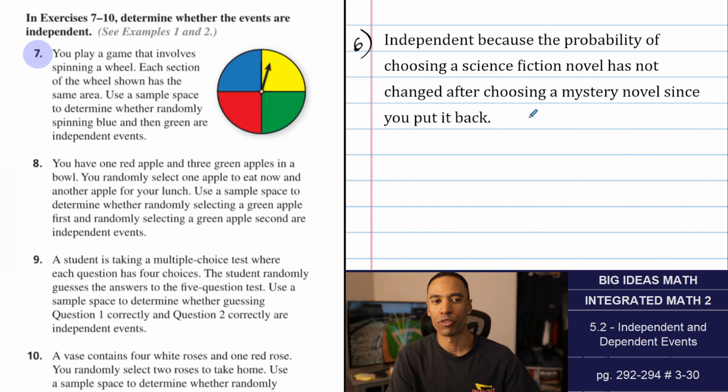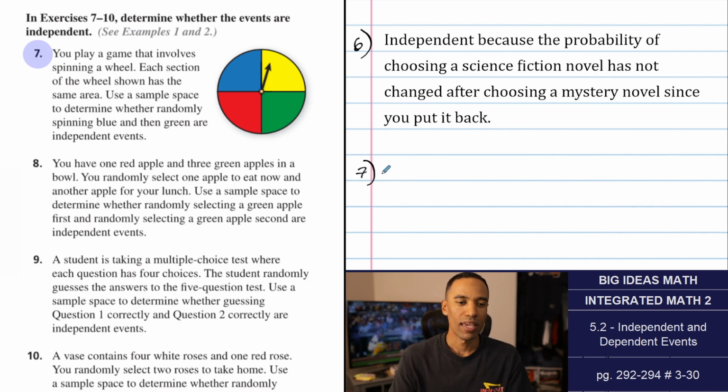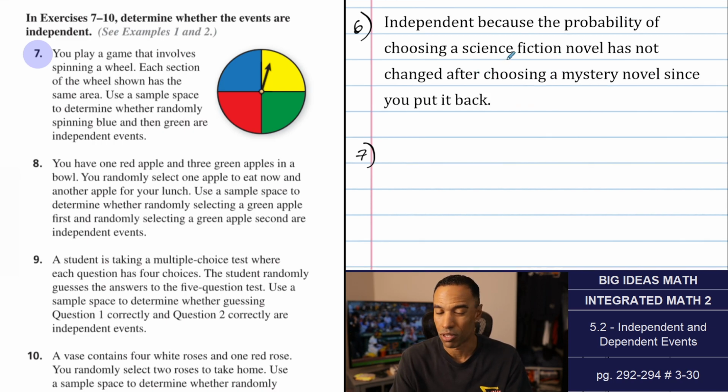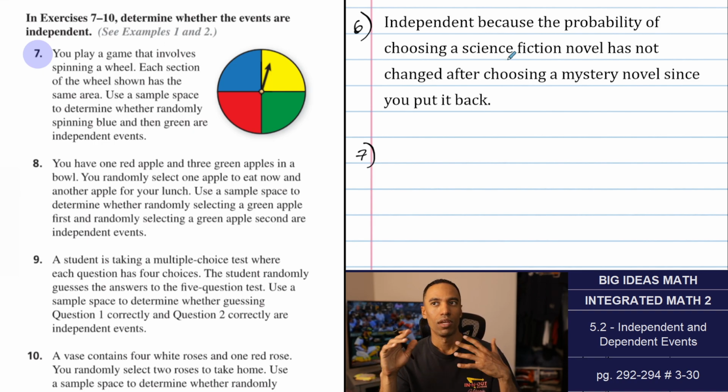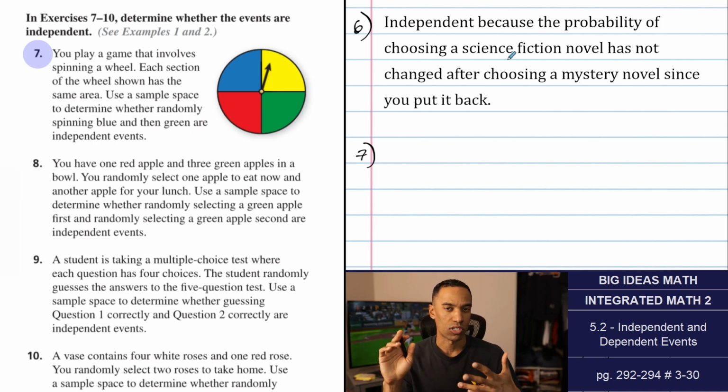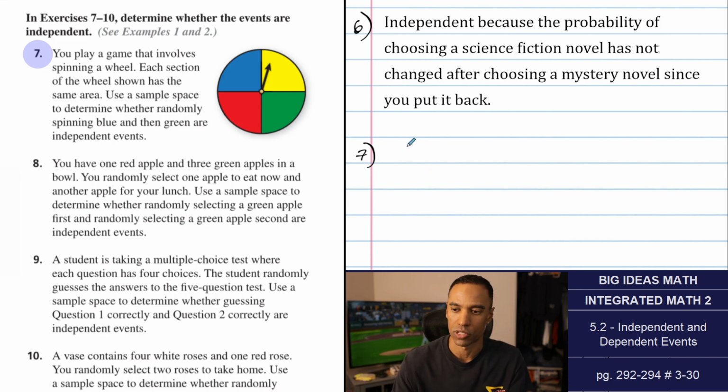All right, let's go on to exercises 7 through 10. Determine whether the events are independent. You play a game that involves spinning a wheel. Each section of the wheel shown has the same area, so 1/4 each. Use a sample space to determine whether randomly spinning blue and then green are independent events. Well, I can tell you they'll be independent, so I've got to think of the sample space. Blue and then green means we're going to do 2 spins. So what are the different spin choices here?